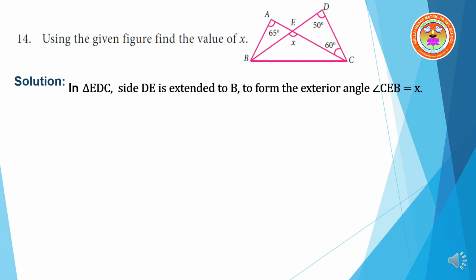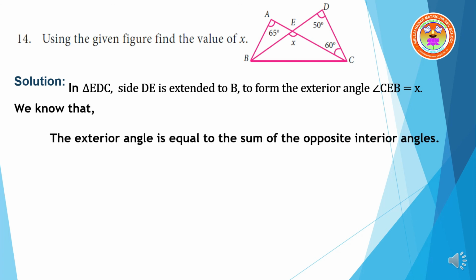In triangle EDC, side DE is extended to B to form the exterior angle CEB, which is equal to x. So from the diagram we can say that the triangle EDC is there and the side DE is extended to B such that an exterior angle is formed at CEB, and it is given that the value of the CEB is x.